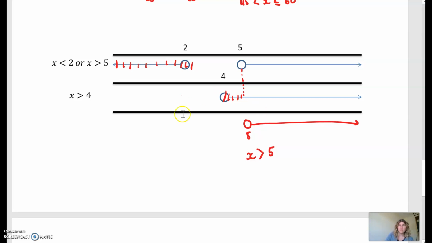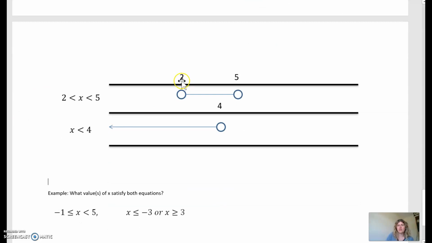If we look at the next one, we've got x is between 2 and 5. So x is greater than 2 and less than 5. In this case, x is less than 4. When we're looking at our overlapping part, this 5 isn't included. This bit that's less than 2, that's not included. So we're only looking at this part here. Again, we've got an open circle at 2 and an open circle at 4. So x would be greater than 2 and less than 4.